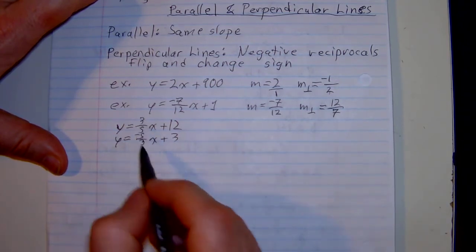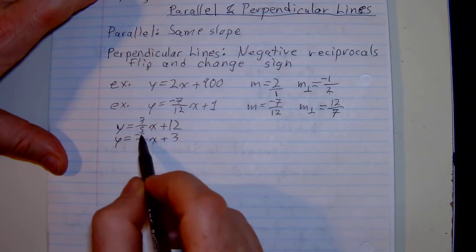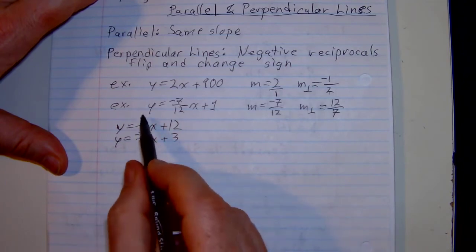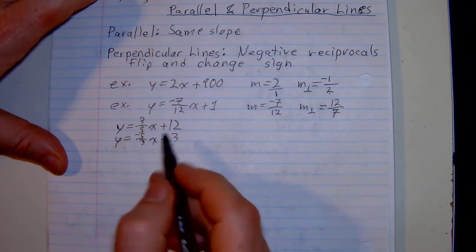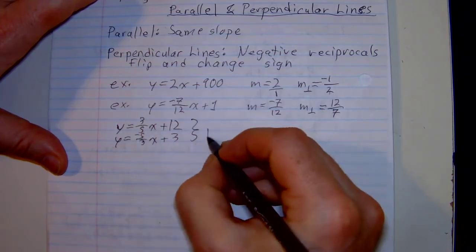So in this case, I look at the two slopes, 3/5 and negative 5/3. If I flip 3/5, I get 5/3. And if I change the sign, I get negative 5/3. So these two lines are perpendicular.